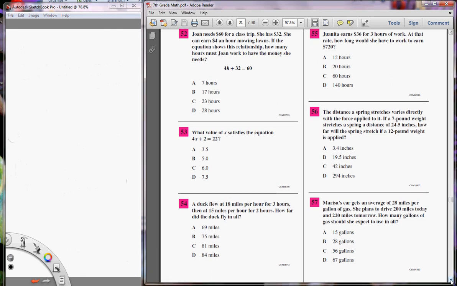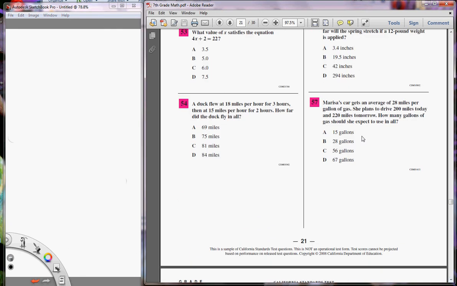Okay, let's go to question number 57. Marsha's car gets an average of 28 miles per gallon of gas. She plans to drive 200 miles today and 220 miles tomorrow. How many gallons? So that's pretty simple.